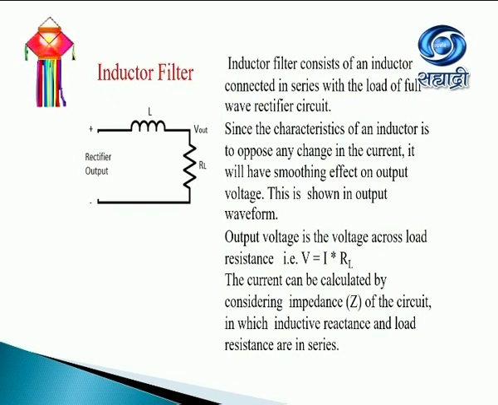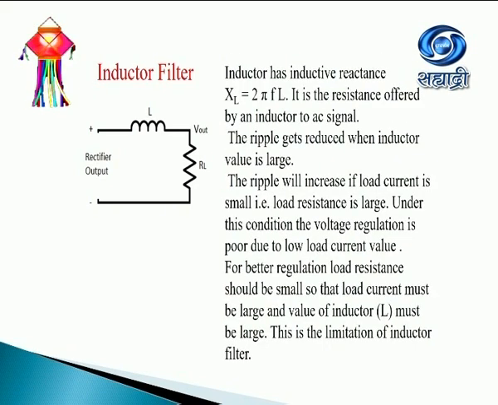Output voltage is the voltage across load resistance, that is V is equal to I into RL. The current can be calculated by considering impedance Z of the circuit, in which inductive reactance and load resistance are in series. Inductor has inductive reactance XL equal to 2 pi FL. It is the resistance offered by an inductor to AC signal. The ripple gets reduced when inductor value is large.